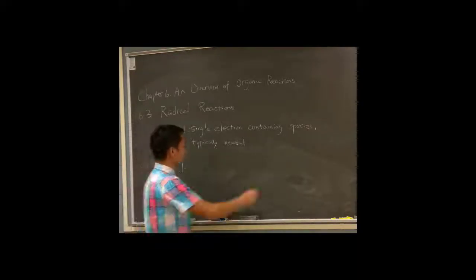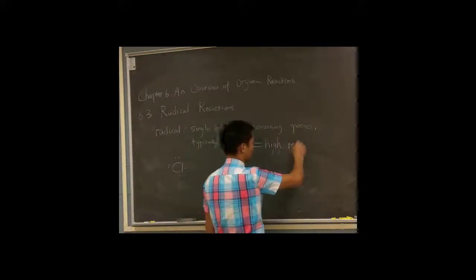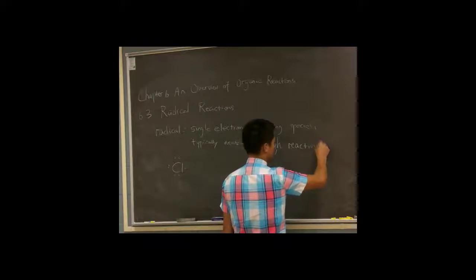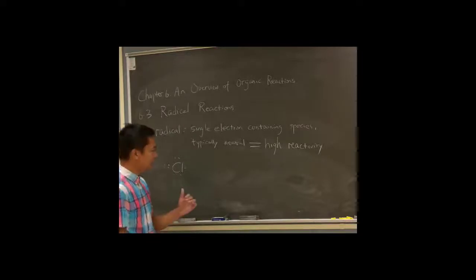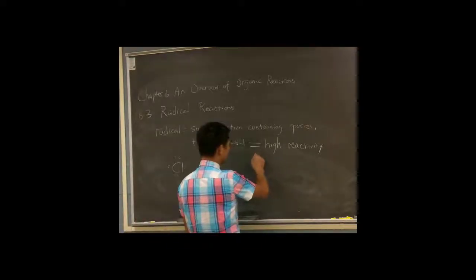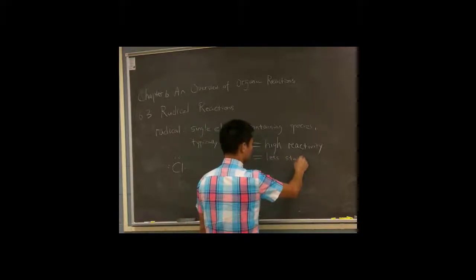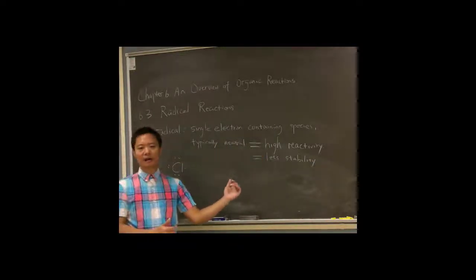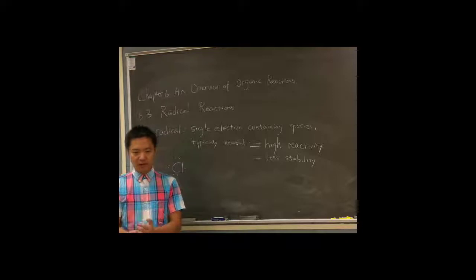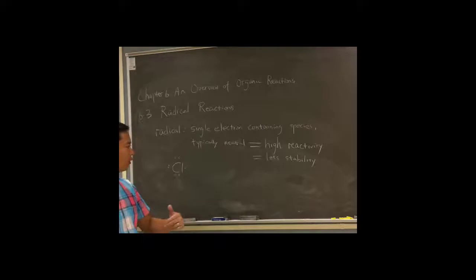When we have a radical, it typically means radicals are very reactive. And when we have high reactivity, this is more or less equal to low stability. So radicals in general are not very stable. They like to react with other things. Sometimes they even react with themselves to create something more stable. But in themselves, normally they are not that stable.